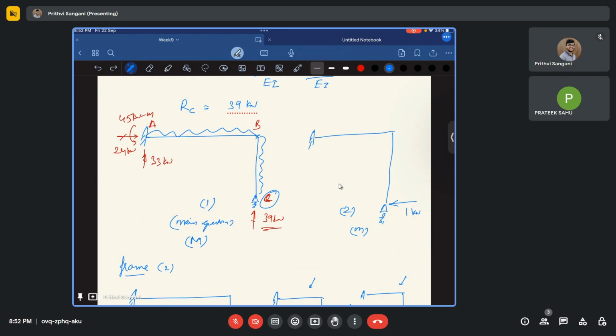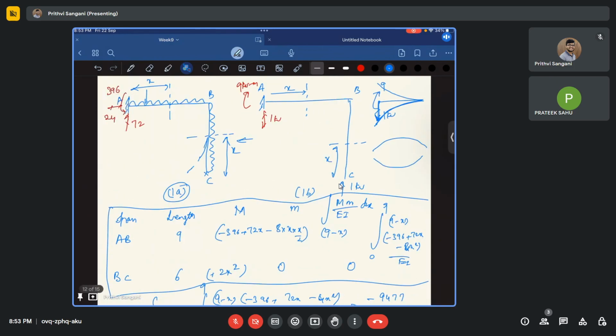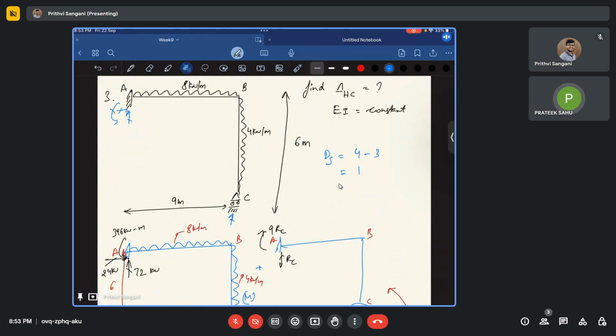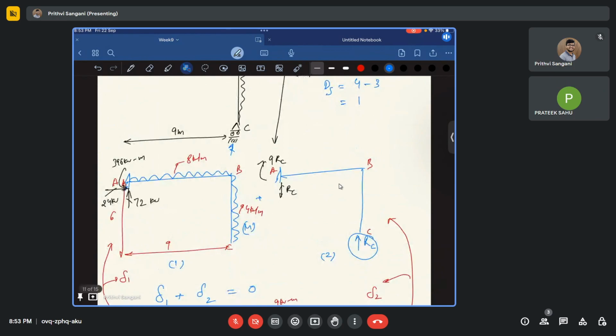Now because of that, you can see this itself is again becoming an indeterminate structure. So for this again you need to find out the support reactions, like we found out for the first one. If you remember, the first question is this, we started with this question.